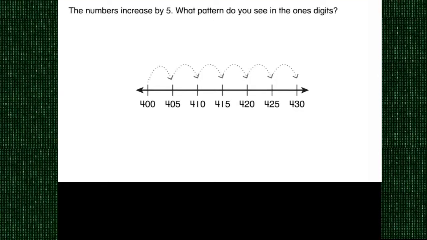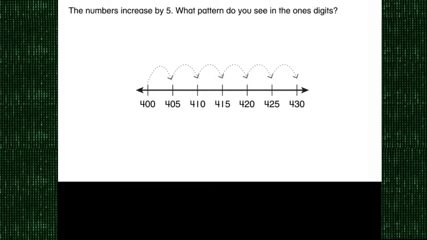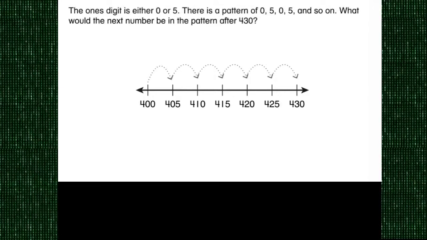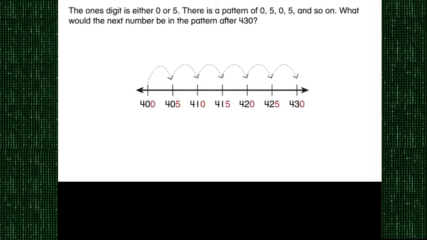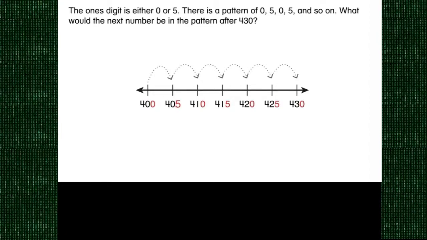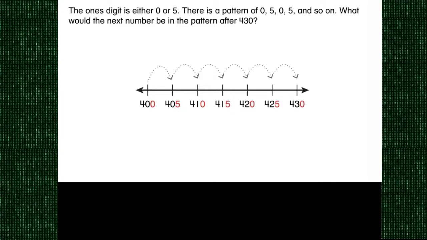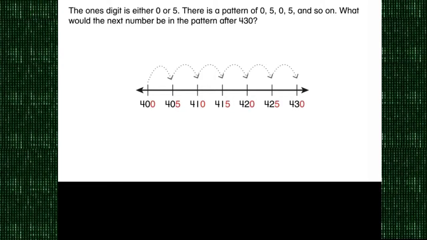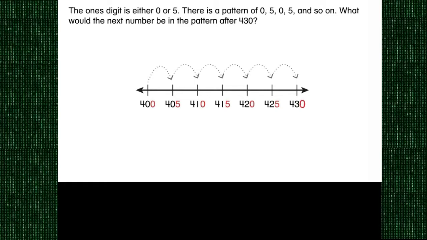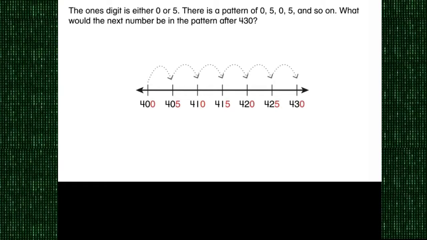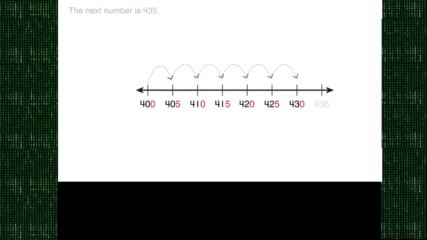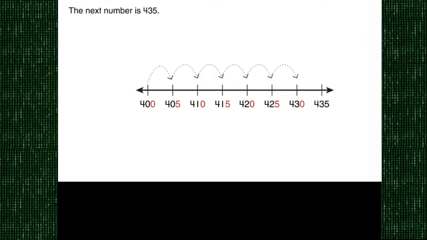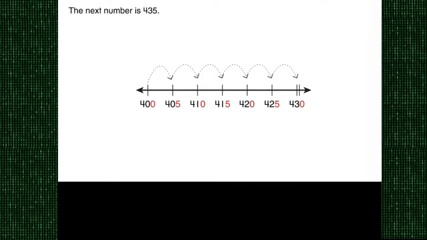What pattern do you see in the ones digits? The ones digit is either 0 or 5. There is a pattern of 0, 5, 0, 5, and so on. What would the next number be in the pattern after 430? The next number is 435.